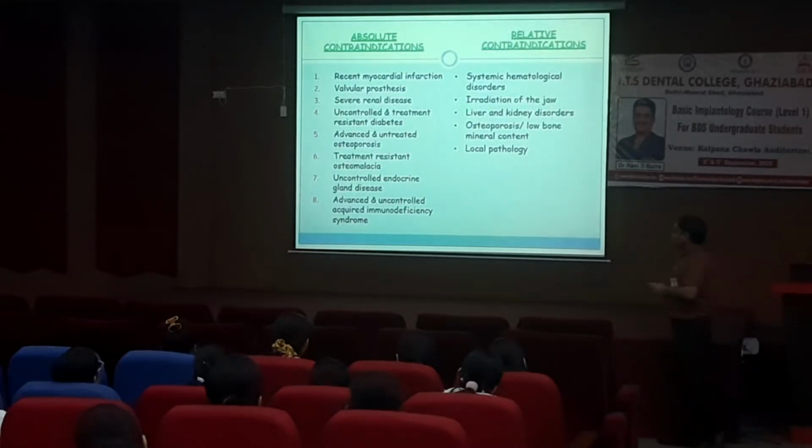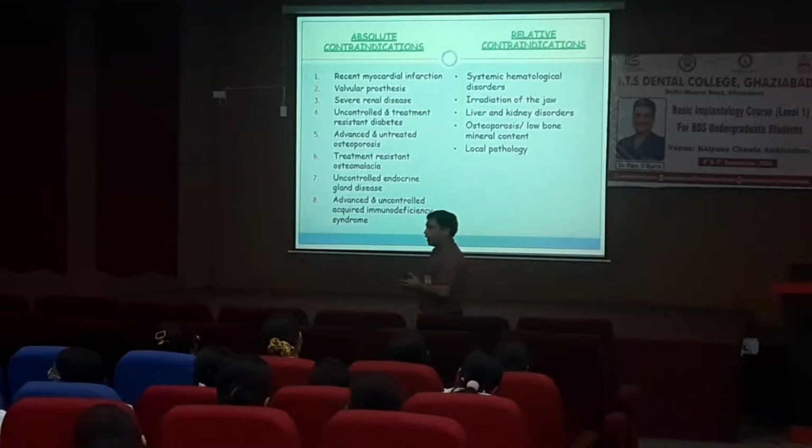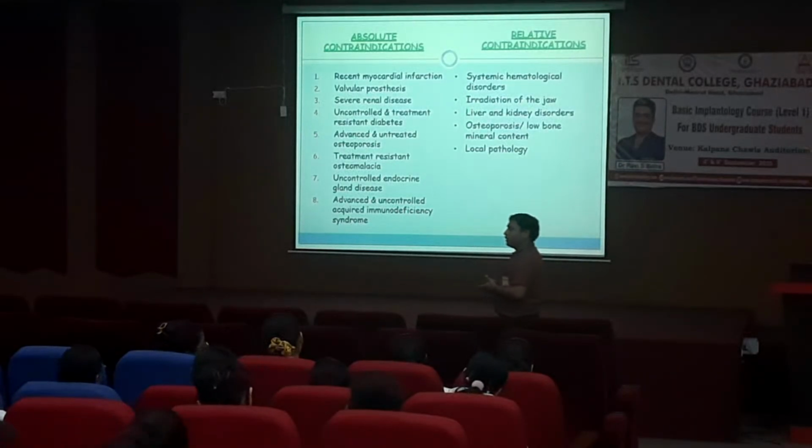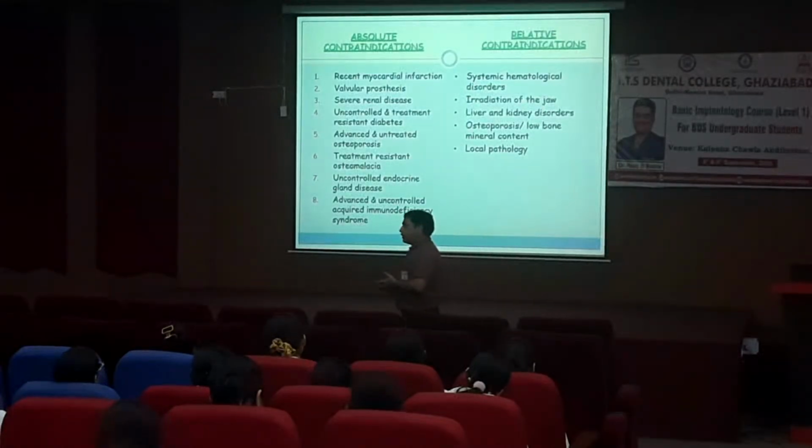Absolute contraindications. These were the indications, but now the absolute contraindication is any uncontrolled disease. Either it is uncontrolled diabetes, uncontrolled liver or kidney disease. If the patient is immunocompromised, or if the patient is not able to stop smoking, or ORL, in these particular cases we are not putting an implant.